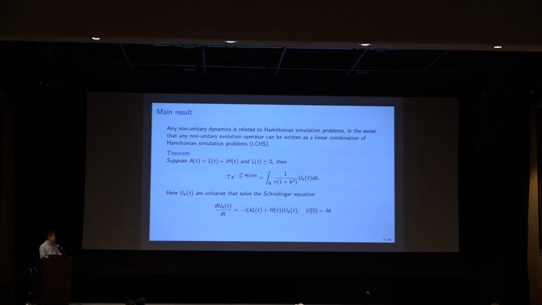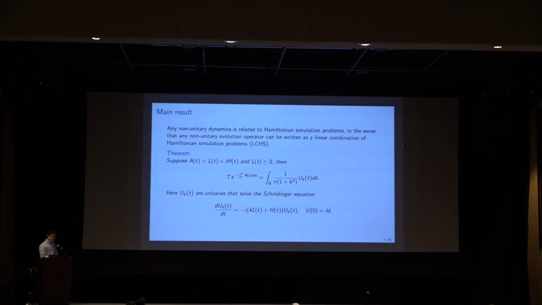many unitaries U of k. You can just view this as a continuous version of the linear combination, a continuous linear combination, the integral. Now those U's are just some unitaries, and they are defined through some Schrödinger equation. And here in the last line, we have the definition of the Schrödinger equation. We can see that this Schrödinger equation is closely related to the original matrix.